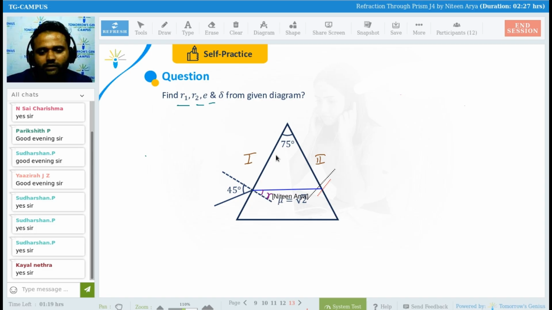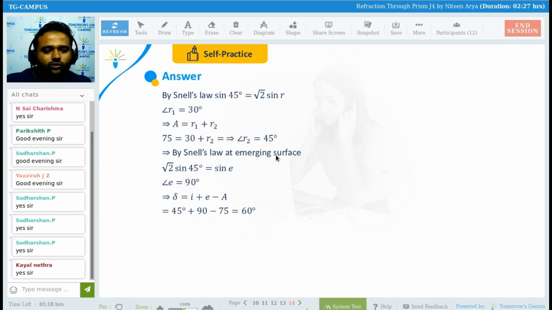So this is your R1, this is your R2, and R1 comes from 1 into sine 45 equals root 2 into sine R1. Okay. So by Snell's law, sine 45 equals root 2 sine R1. R1 you can find, in general 30 degree. We know that A equals R1 plus R2, 75, 30, so R2 is 45 degree. By Snell's law at the emergent surface, we can find the emergent angle as well. Angle of E equals 90 degree. Deviation also. Is this clear, everyone?